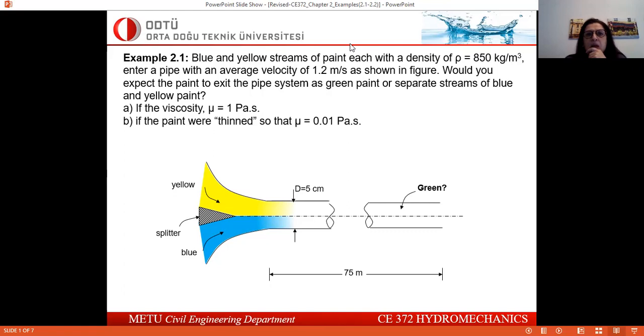So I'm going to just make a new share at this point such that you can see the solution procedure. Just a second.